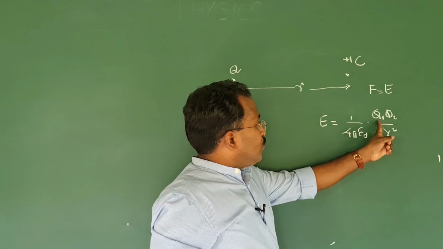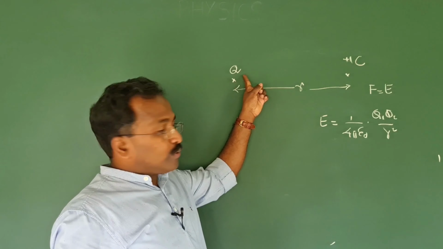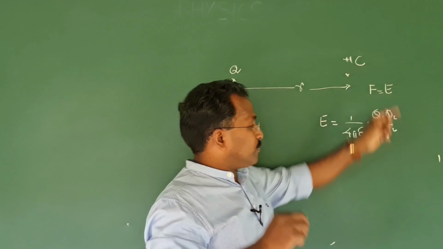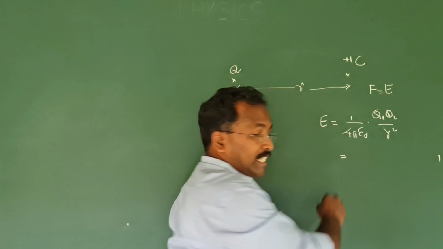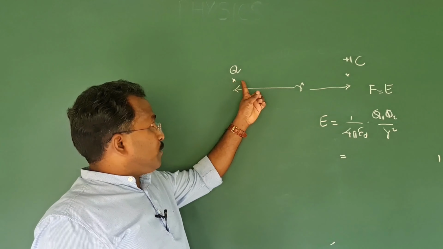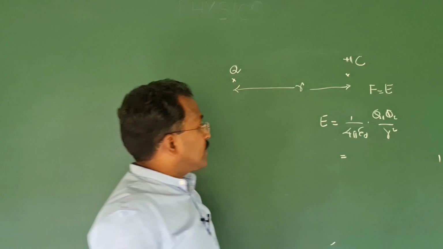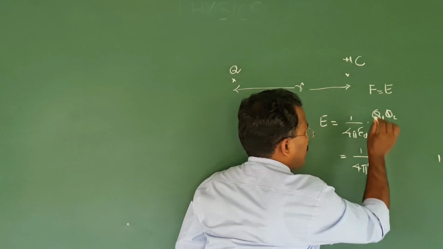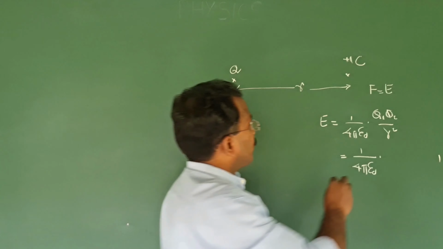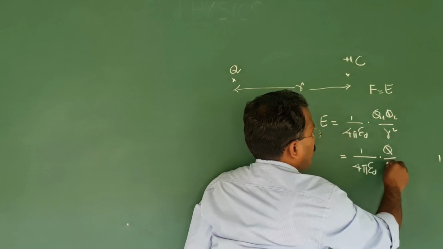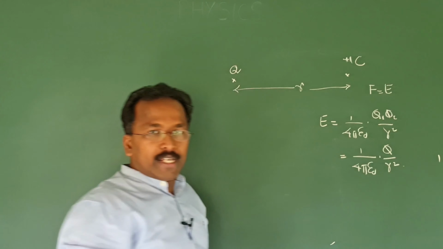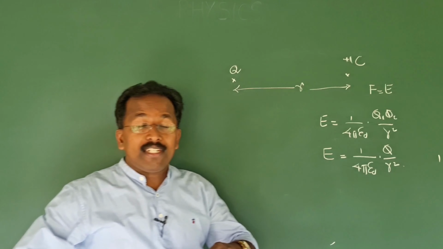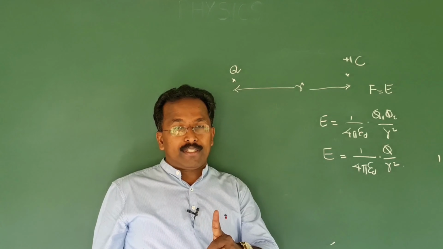So, instead of Q1 I have to substitute Q. Instead of Q2 I have to substitute 1 coulomb. So, the formula for electric field due to point charge Q is E is equal to 1 by 4 pi epsilon 0 into Q divided by R square. So, this is the formula for electric field intensity due to a point charge.